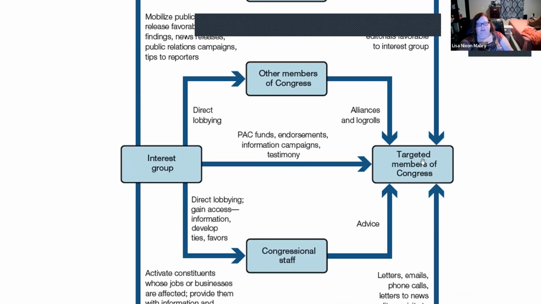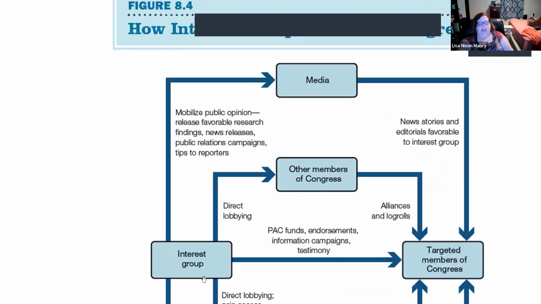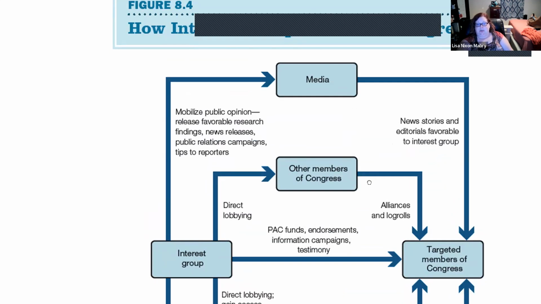So now the elected officials have been contacted. And then the interest group also directly contacts the members of Congress, and they reach out to other members who have alliances with the people they're actually targeting who can make a difference and vote on it. And so now they're getting inundated that way. They also reach out to the congressional staff who lets the targeted congressional members know. Interest groups also reach out to the media. The media also reaches out to the target members.